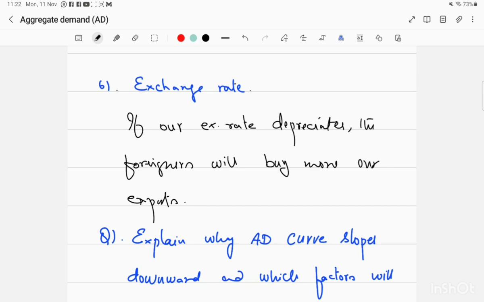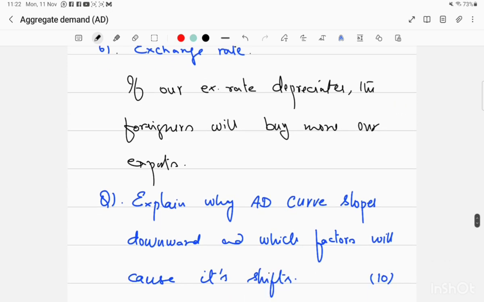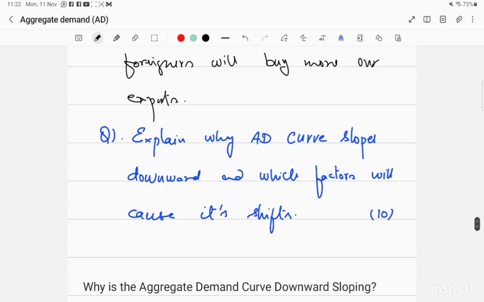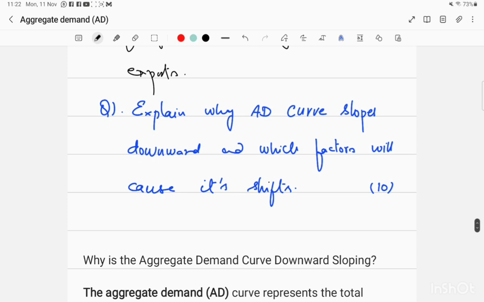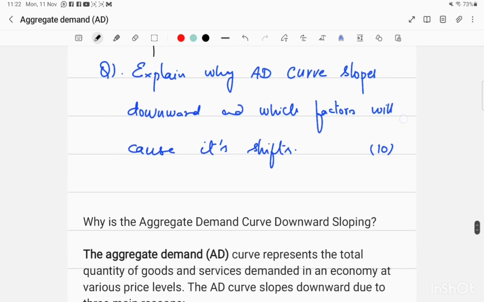Due to appreciation of our exchange rate, our people face that their currency is becoming stronger, so they will be buying more of the imported goods. So aggregate demand for our goods within our market will also shift downward. There is a question at the end: explain why aggregate demand slopes downward and which factors will cause its shifts. It carries 10 marks.